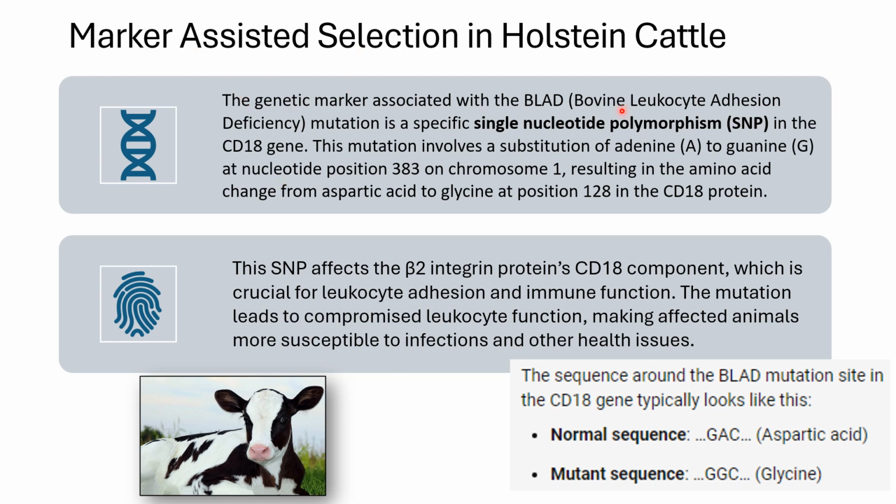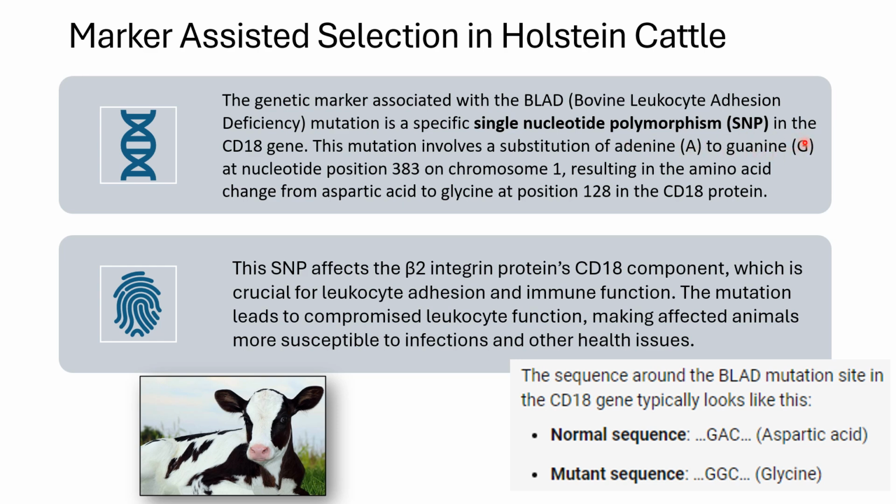Now in BLAD, bovine leukocyte adhesion deficiency, the mutation is a single nucleotide polymorphism in the CD18 gene. Now that's just the gene's name, okay? Don't worry about that. But it's a single nucleotide. So literally an A for adenine was replaced with a G. That's all that happened. One base, one nucleotide was changed. And because A binds to T in the DNA and G to C, it changed the whole gene.